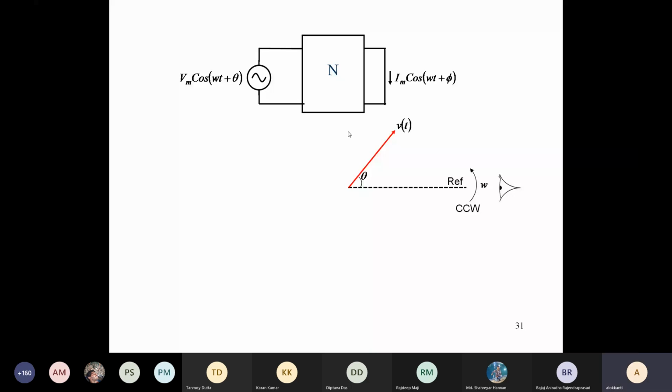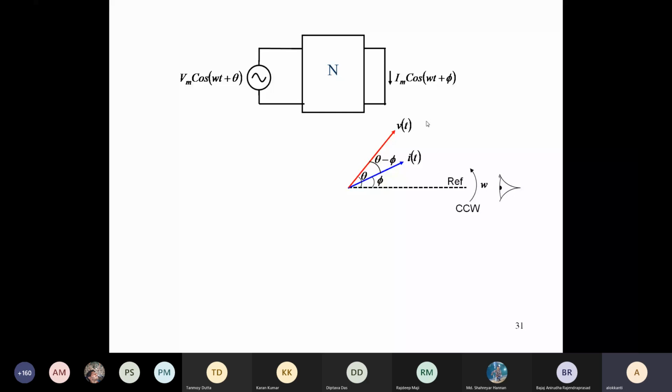So where is your current phasor? The current phasor will be at a certain angle phi. Let us assume this phi is less than theta, so it is somewhere here. Obviously the current and voltage phasors are of different magnitude; Vm and Im will be different. There is some angle between the voltage and current phasors, theta minus phi. That is the angle by which the current is lagging the voltage.